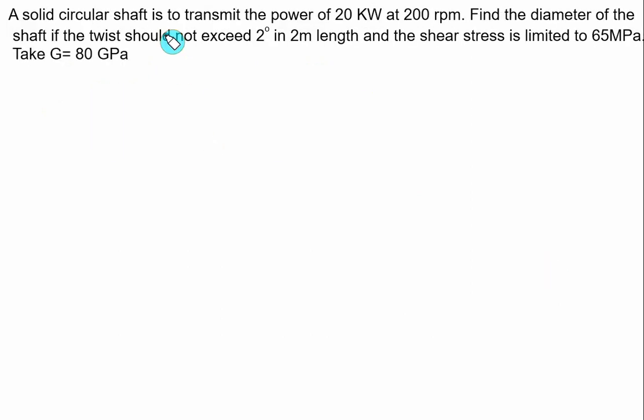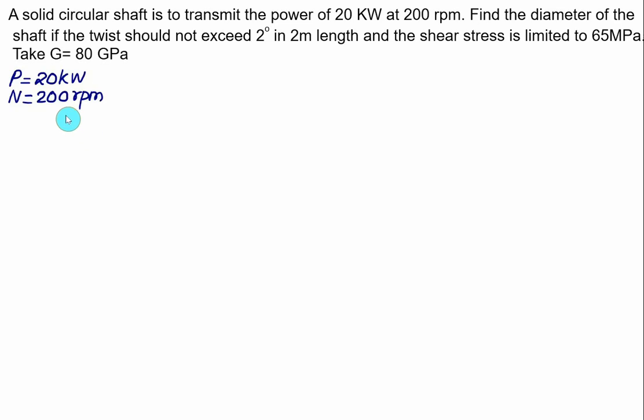A solid circular shaft is to transmit a power of 20 kilowatt at 200 rpm. This is sufficient to calculate torque. Find the diameter of the shaft if the twist angle is one constraint, that is 2 degree in 2 meter length, and the shear stress is the second constraint, which is 65 megapascal. The value of G is given as 80 gigapascal.